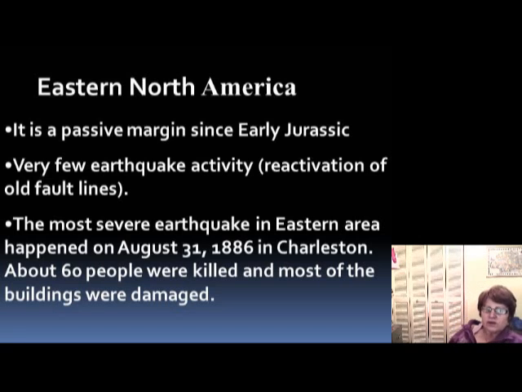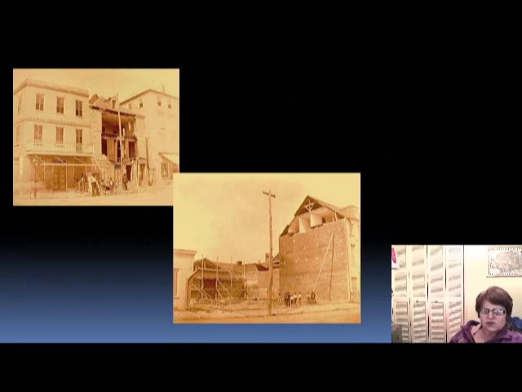The most severe earthquake in our area happened August 31st, 1886 in Charleston. This was almost 8 on the Richter scale, and about 60 people were killed, and most of the buildings were damaged. That's just a picture of some of the damaged buildings.